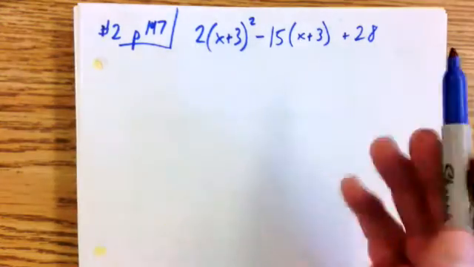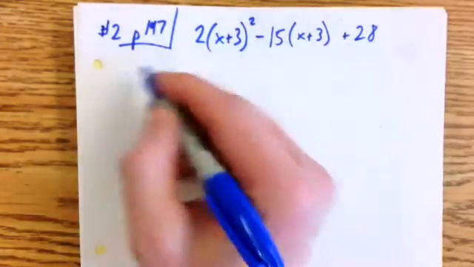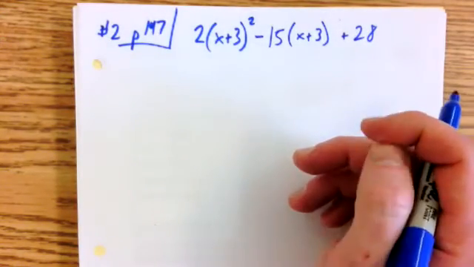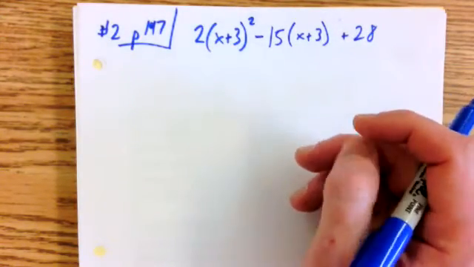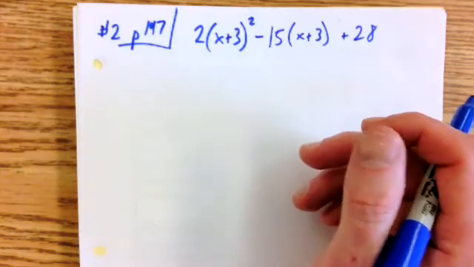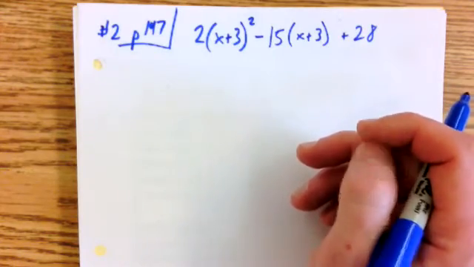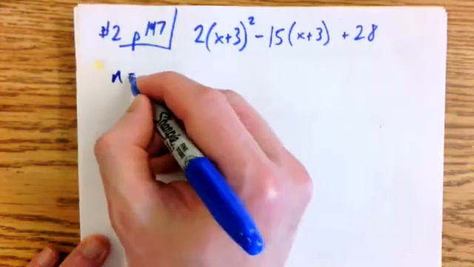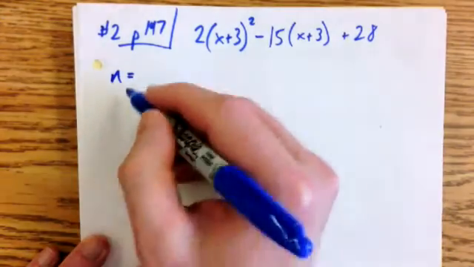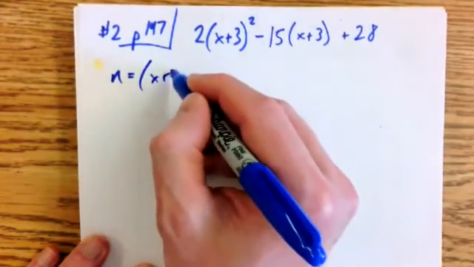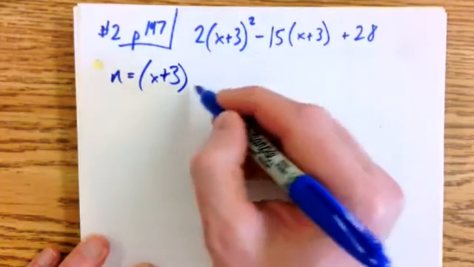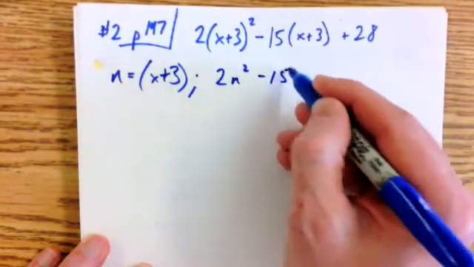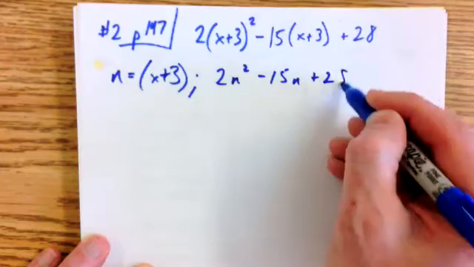Also, I'll show you what I was going to say in a second. Do you want to use a different letter instead of y, just to give you some experience? Because it's not always going to be x's and y's. Let's say n. N is a popular math substitution. So n equals x plus 3. So 2 times n squared minus 15n plus 28.